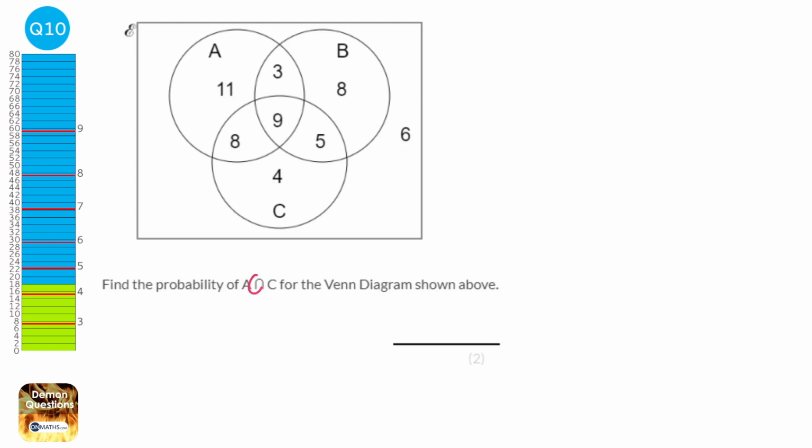So the symbol here basically means "and". The way I remember it is if you draw that symbol and just put a line through it, you can make the word "and". So we're looking at the probability of getting something that is in A and C. The only ones that are in A and C are this 8 and this 9 here. So we're going to just add the 8 and the 9 together, which gives us 17.